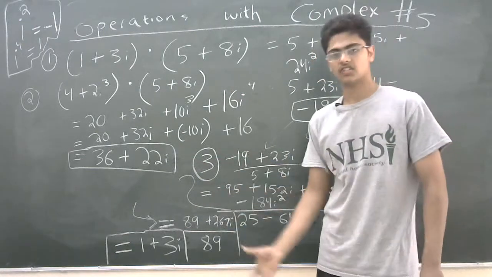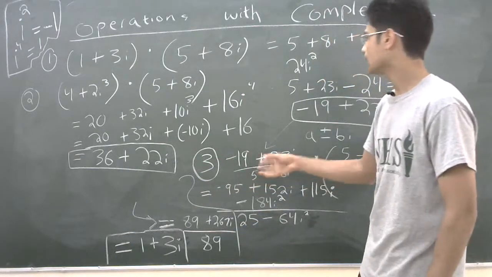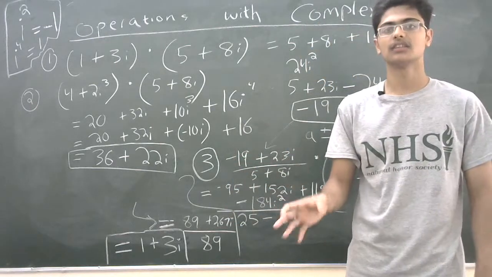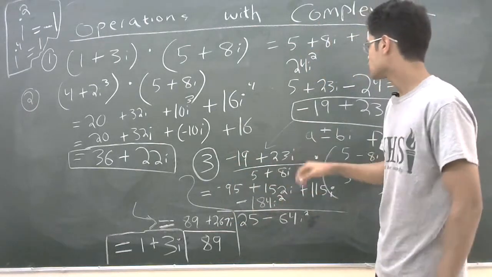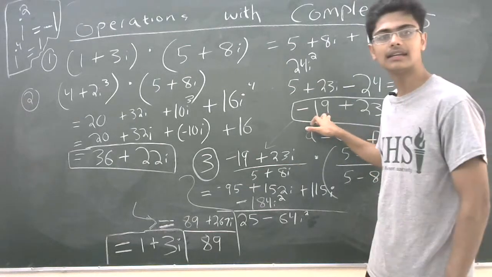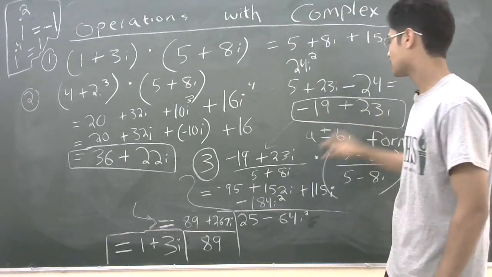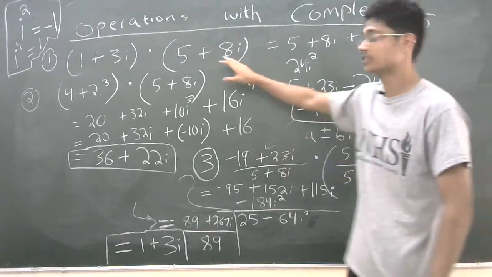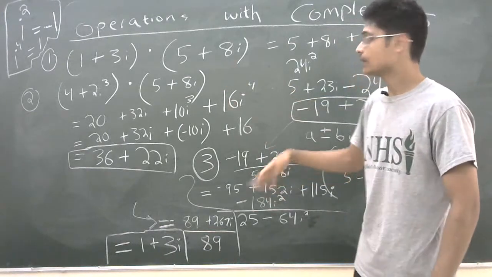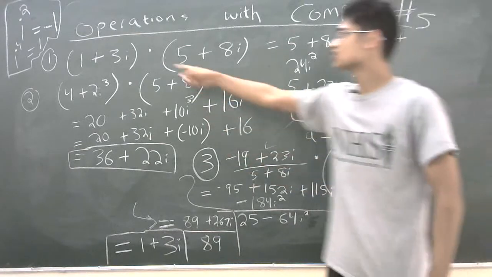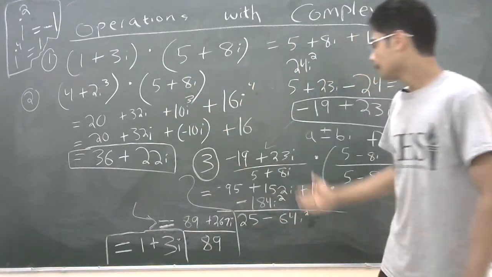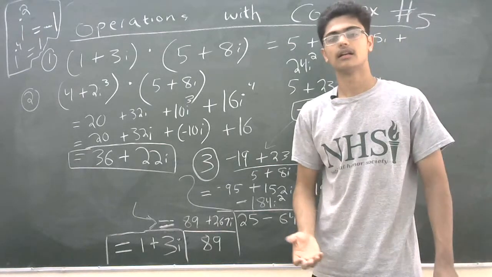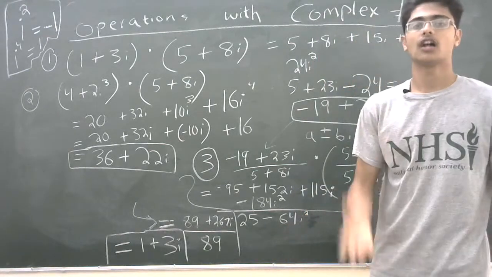And now comes division. With division, again, I will prove that multiplication and division are really just opposites of each other. So here we got -19 plus 23i as our answer. If we divide this by 5 plus 8i, we should expect to get the answer 1 plus 3i. But how do we really divide values that have imaginary numbers? We need to find the conjugate.